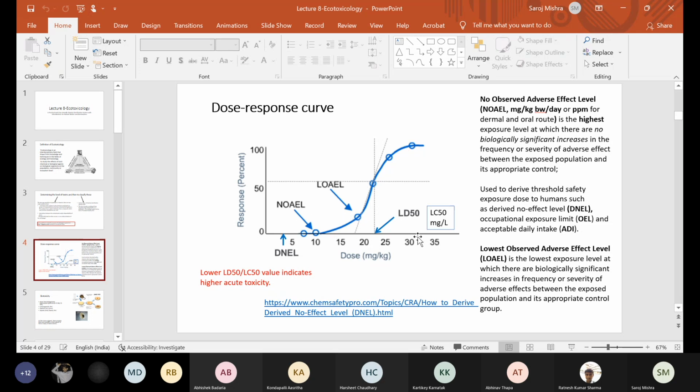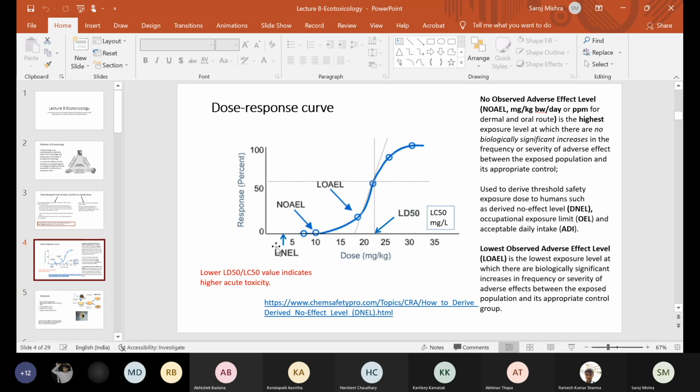Similarly, what is LOAEL? It is the lowest observed adverse effect level, the lowest exposure level at which there is a biologically significant increase in the frequency or the severity of the adverse effect between the control population and the experimental population. And then there is the derived no effect level. A dose response curve is used to derive, for example, the DNEL, which is actually the threshold safety level.